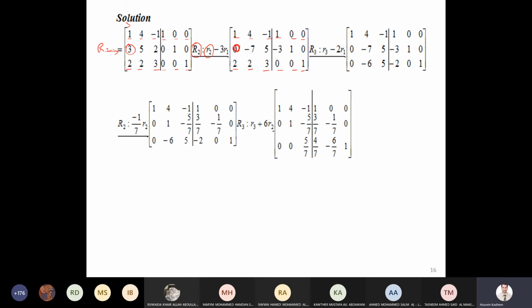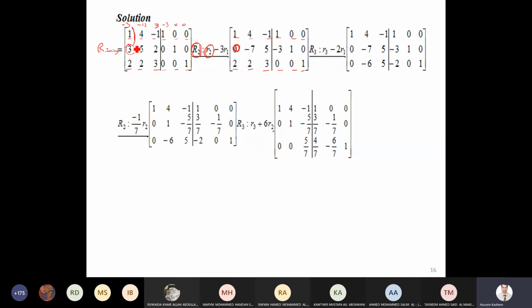But here to change R2 to become R2 minus 3 R1, I need to multiply by minus 3. Minus 3 by 2, minus 12, minus 3 by minus 1, 3, minus 3 by 1, minus 3, minus 3 by 0, 0, and then here also 0. Okay? Now let me do the calculation.